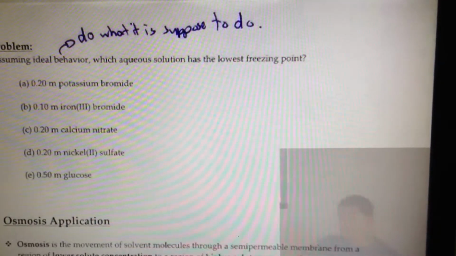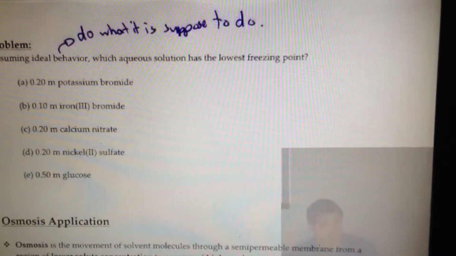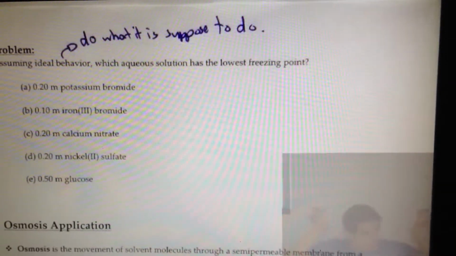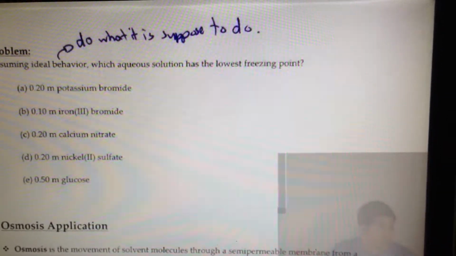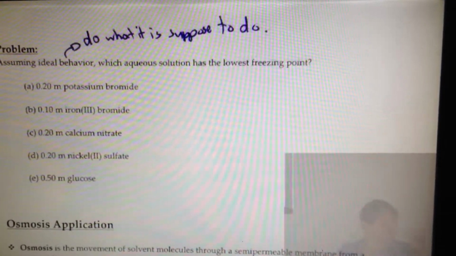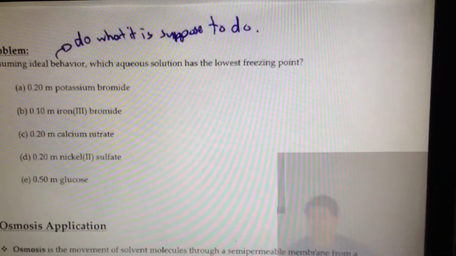So if something is ionic, what are ionic things supposed to do? Separate. So very good at that. So that's what it means to be ideal, right? If it's covalent, what is an ideal solution supposed to do? Stay together. So very good at that. So ideal just means do what it's supposed to do.